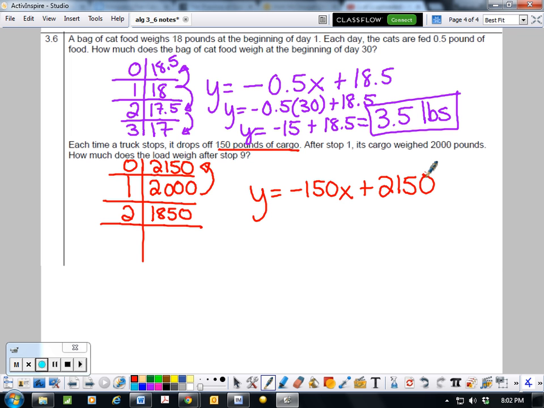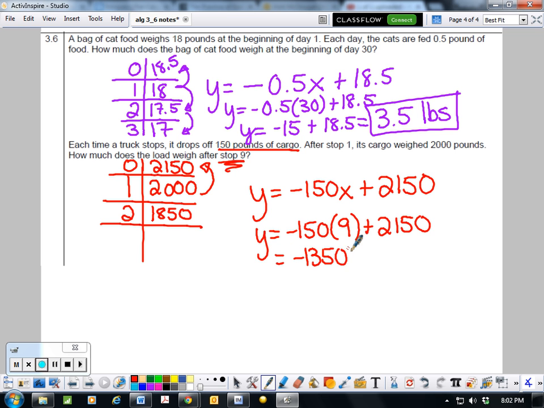And now, if I want to figure out how much weight I have at stop 9, I'm going to go ahead and plug in 9. So y equals negative 150 times 9 plus 2150. So again, using that handy-dandy calculator, if I don't drop it this time, negative 150 times 9 gives me negative 1350 plus 2150. And so the weight is 800 pounds.